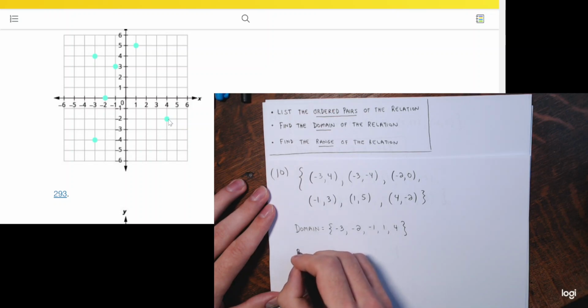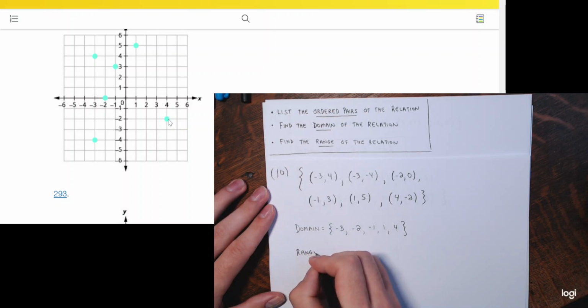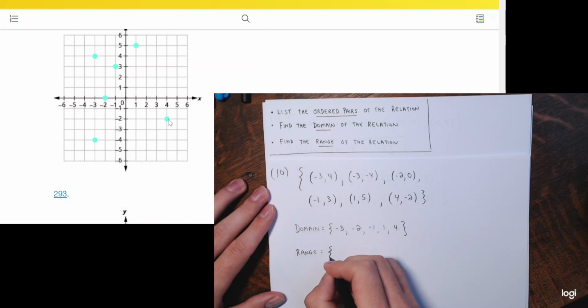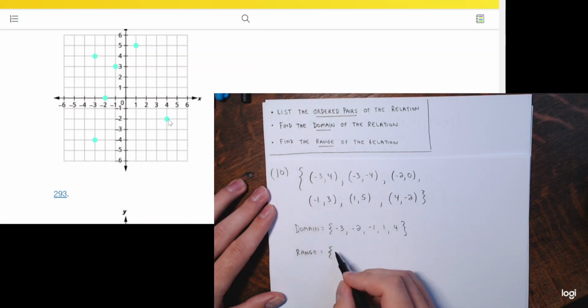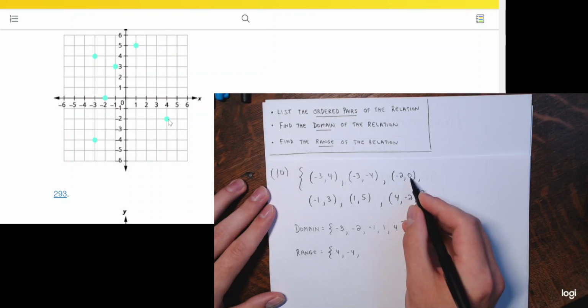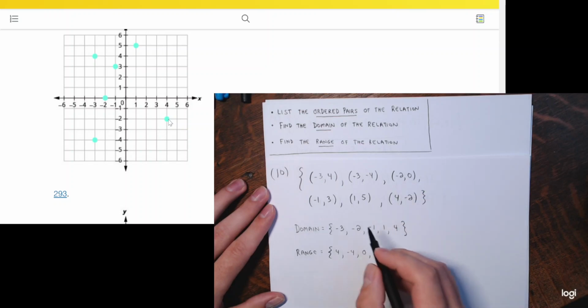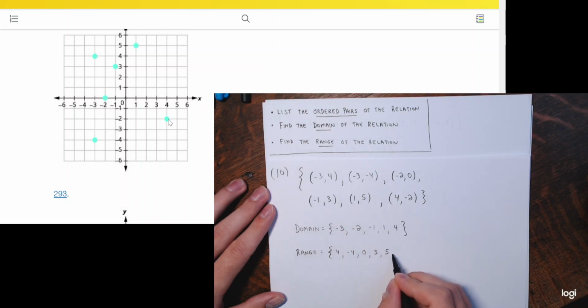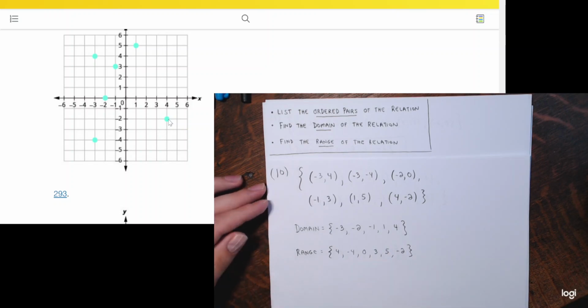And the range, right? The range is again the set of the second coordinates, all the y values, without repeating anything. So +4, -4, 0, 3, 5, and -2, and none of those repeated. Right? So there are 6 values in the range, only 5 in the domain, but 6 in the range. Right. And great, that's it.